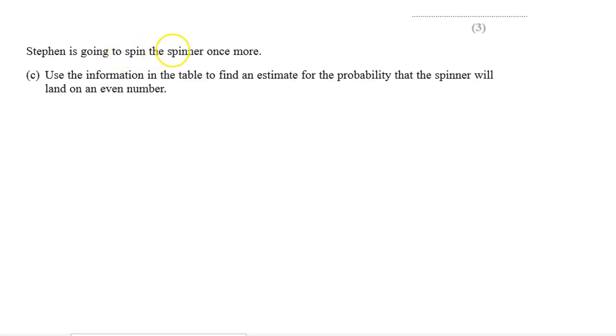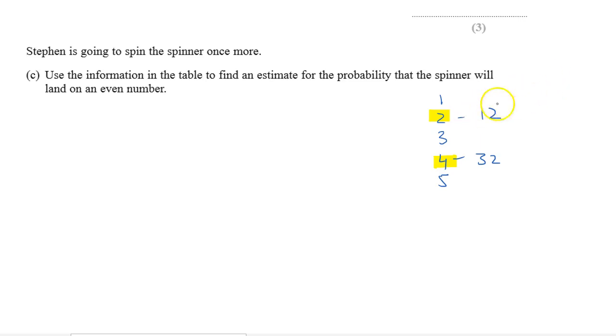Stephen is going to spin the spinner once more. Use the information in the table to find an estimate for the probability that the spinner will land on an even number. Now if we see the table, this is 1, 2, 3, 4, 5. And the even numbers are 2 and 4. So on 2 it landed 12 times, and on 4 it landed 32 times.